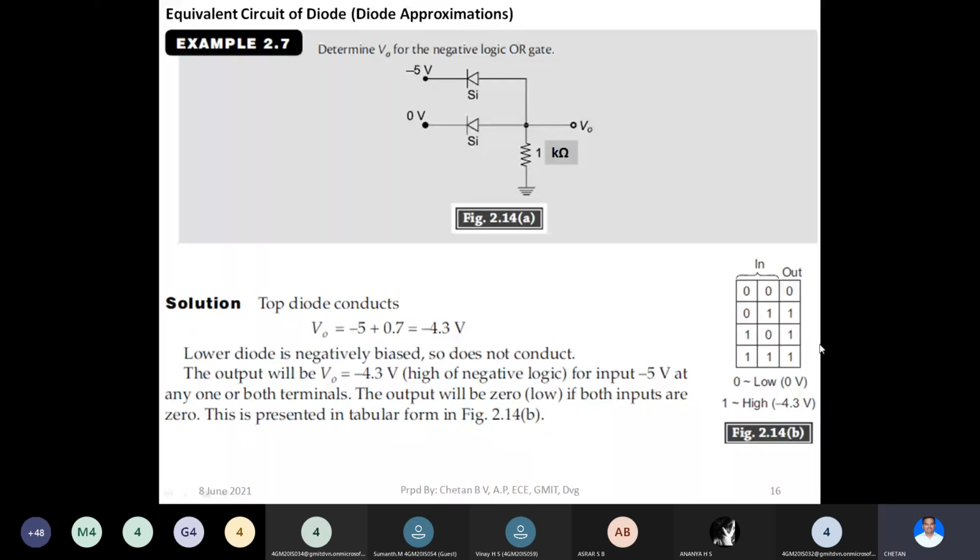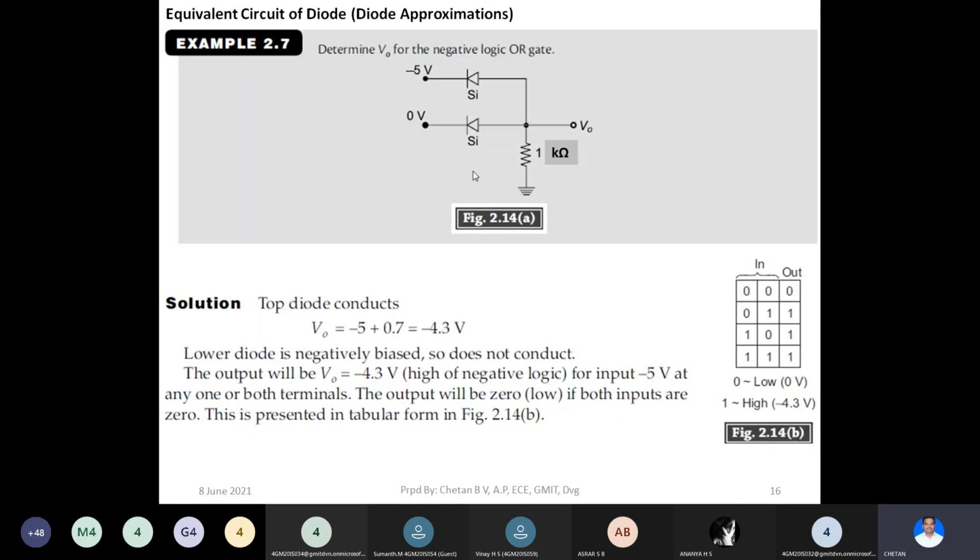This table is called a truth table, and the output would be 0 only when both inputs are zeros for an OR gate. Then only the output would be 0, right? So here we have a circuit consisting of diodes which realizes this OR function. Let us see this circuit.